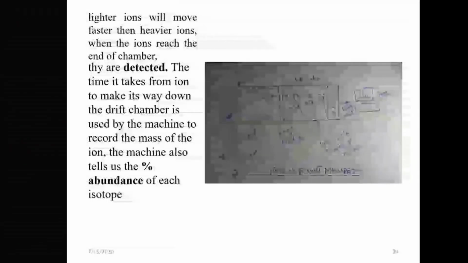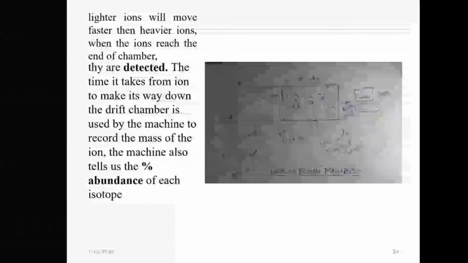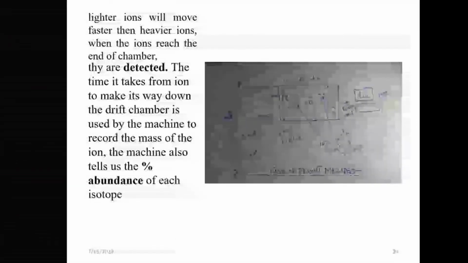When the ions reach the end of the chamber, they are detected. The time it takes for an ion to make its way down the drift chamber is used by the machine to record the mass of the ion, and the machine also tells us the percent abundance of each isotope.